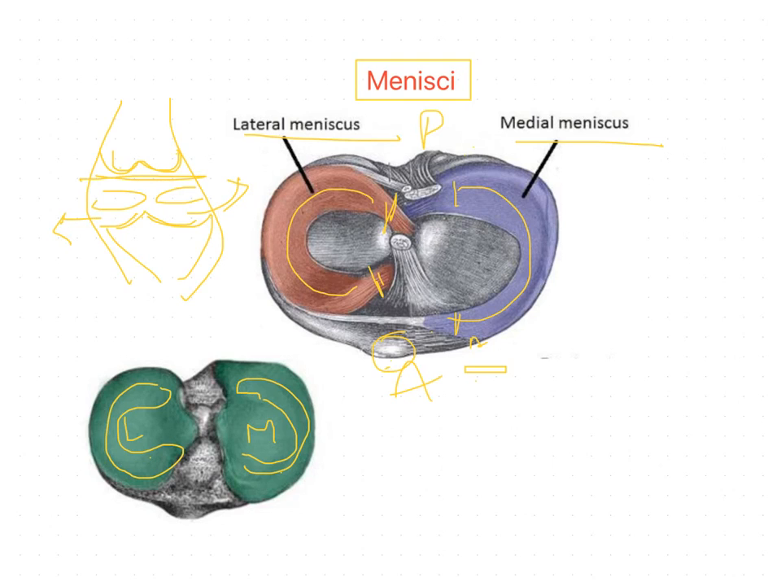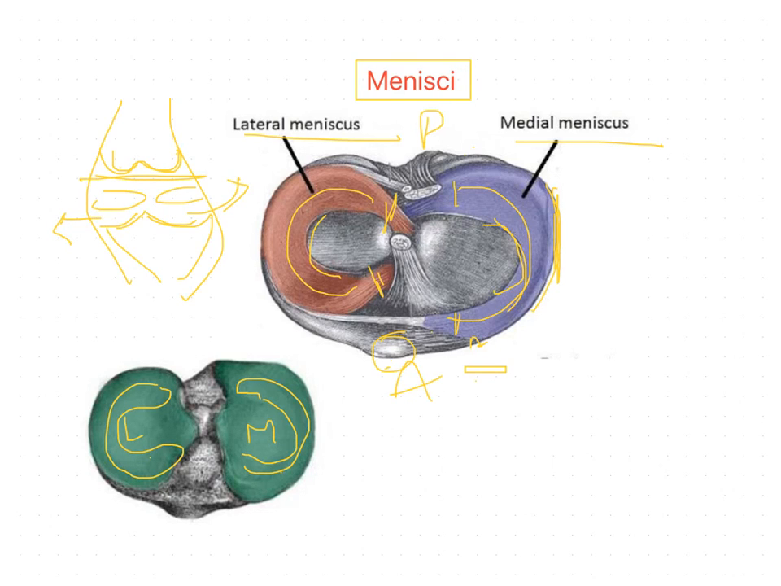It also has two borders, an outer border and an inner border. The outer border is thick and convex and close to the fibrous capsule, while the inner border is thin, concave and free.